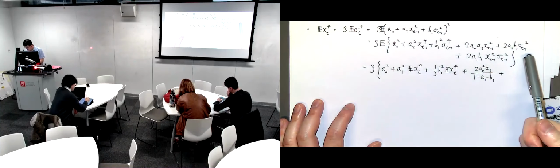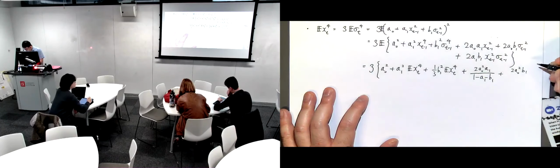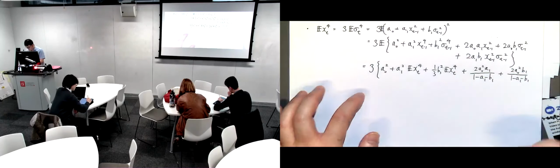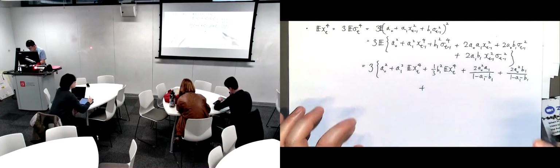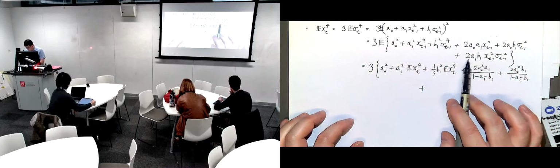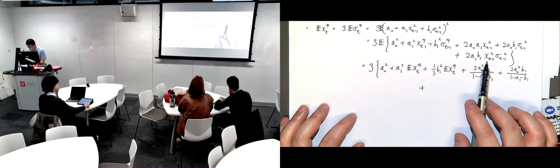And then the same here, expectation of sigma t minus 1 square is expectation of xt square. So it is the same, 2a naught square b1 divided by 1 minus a1 minus b1. And then finally, hopefully I haven't made any mistakes, okay? So 2a1 b1 times expectation of, we need to expand this.